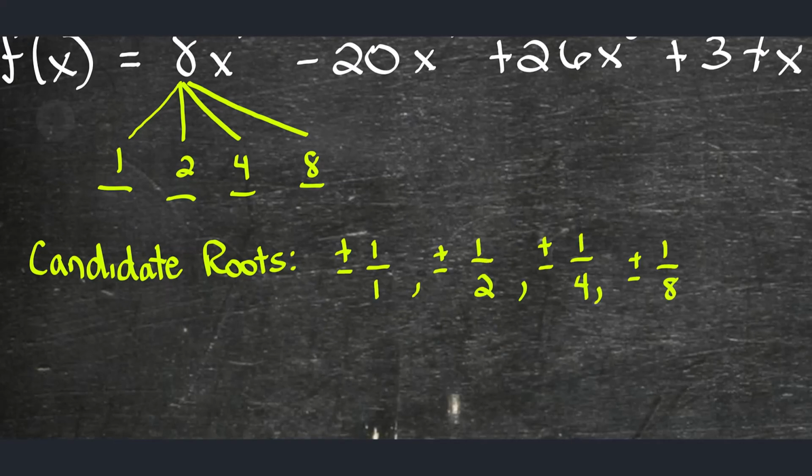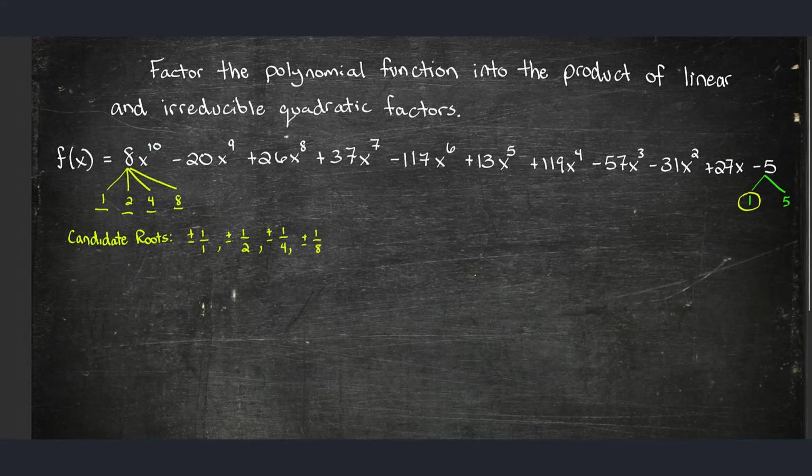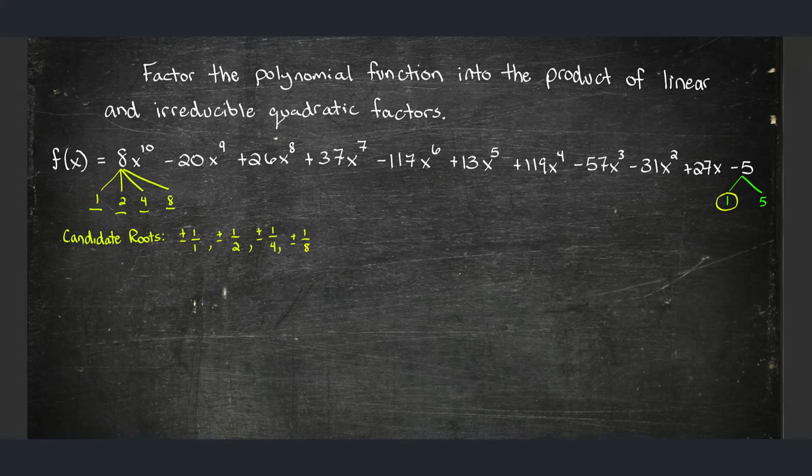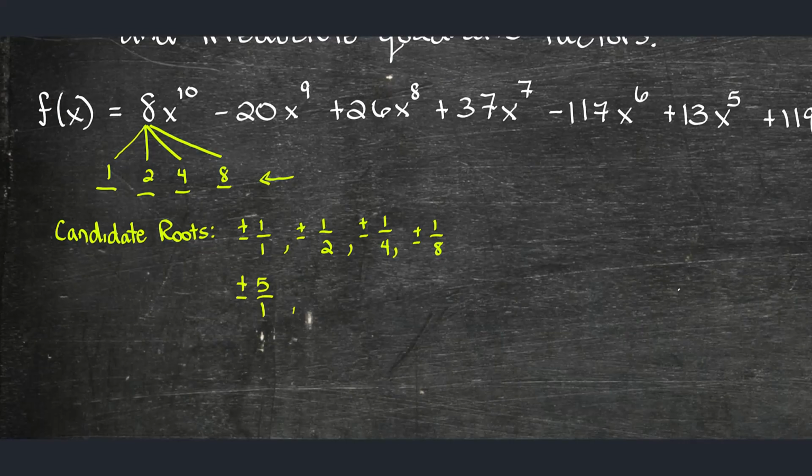There we go. Those are the ratios of the factor 1 over here to all the factors that you see over there with pluses or minuses. Now we're going to go ahead and try the factor 5. That's this guy right here. We'll go ahead and add those in. So we have plus or minus 5 over 1, plus or minus 5 over 2, and so on and so forth.